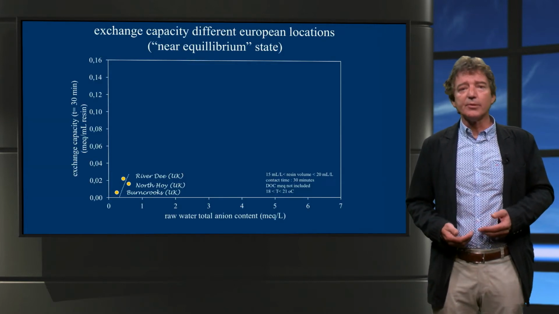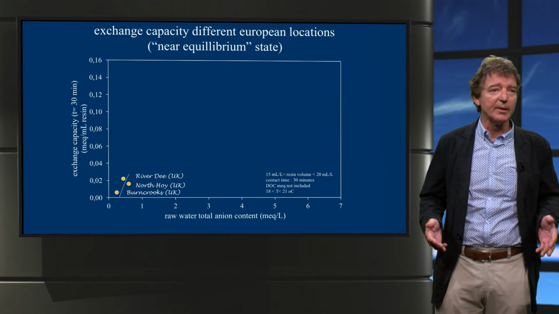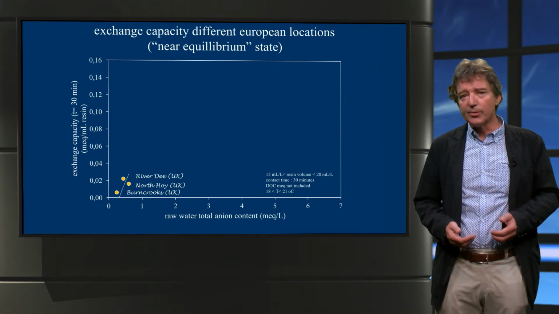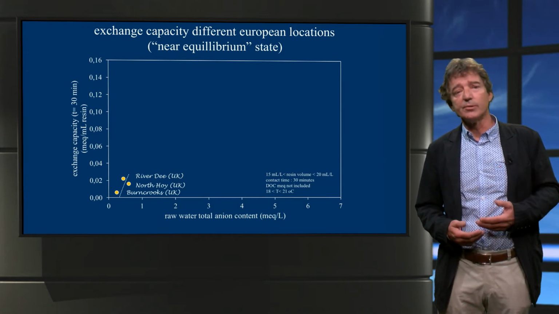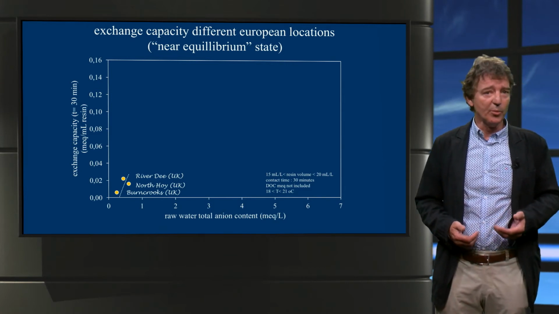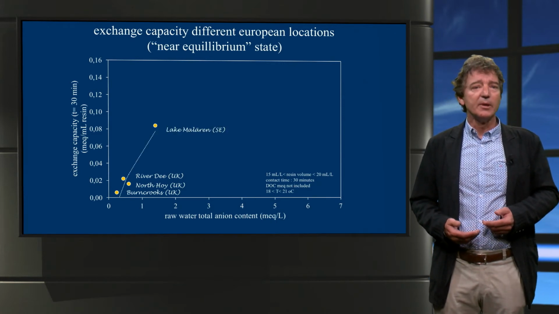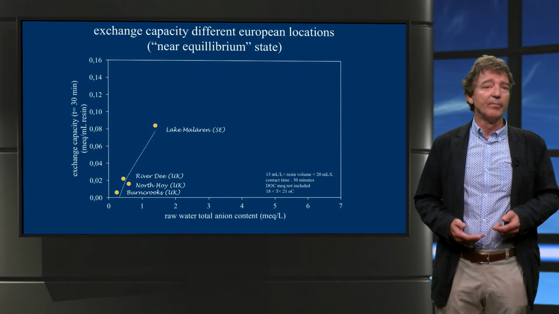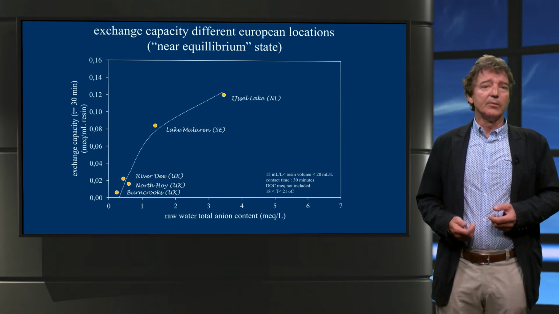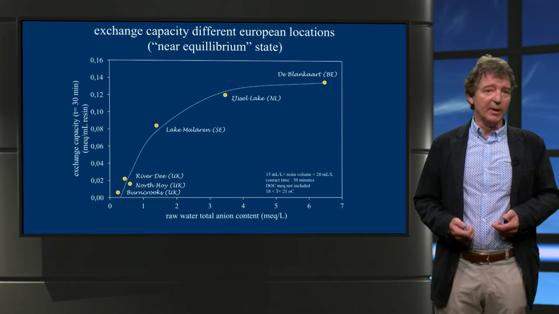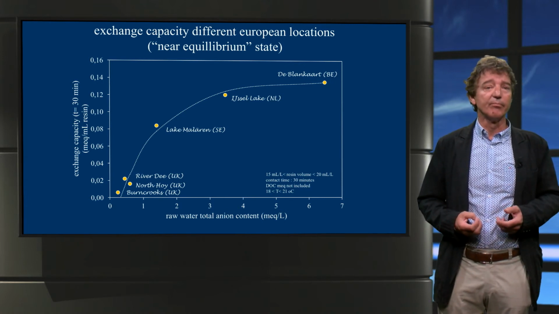The amount of anions adsorbed onto the surface of the resin in the near equilibrium state depends on the total raw water anion content. For some UK waters that were investigated, the anion content is low, and as a consequence, the same applies for the amount of adsorbed anions. Somewhat higher amounts can be found for Lake Mälaren in Sweden, and especially for Lake IJssel water and water from the river IJzer in Belgium, since both raw waters have a high alkalinity and sulfate levels.